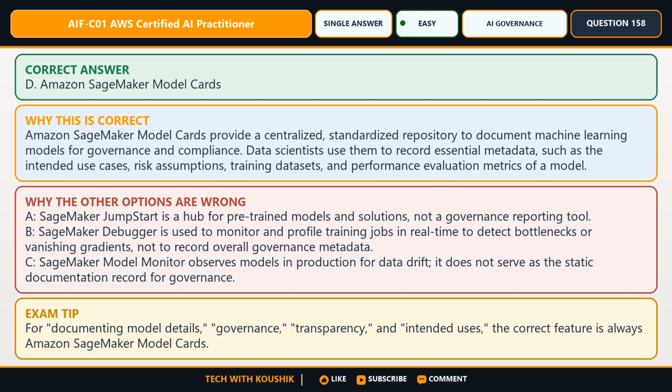The incorrect choices are plausible, but unsuitable because: A. SageMaker JumpStart is a hub for pre-trained models and solutions, not a governance reporting tool. B. SageMaker Debugger is used to monitor and profile training jobs in real time to detect bottlenecks or vanishing gradients, not to record overall governance metadata. C. SageMaker Model Monitor observes models in production for data drift. It does not serve as the static documentation record for governance. For documenting model details, governance, transparency, and intended uses, the correct feature is always Amazon SageMaker Model Cards.